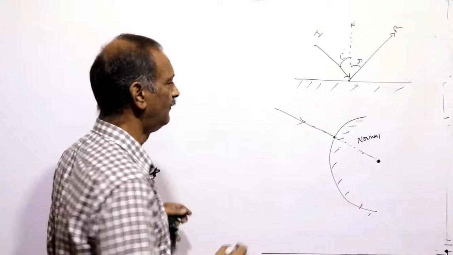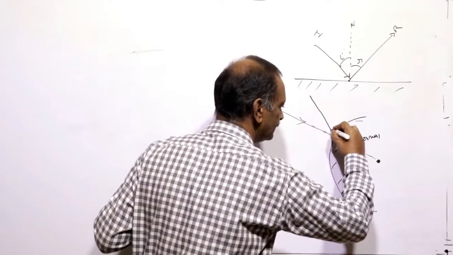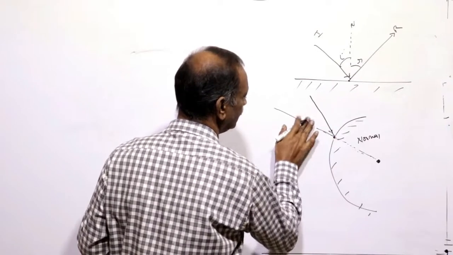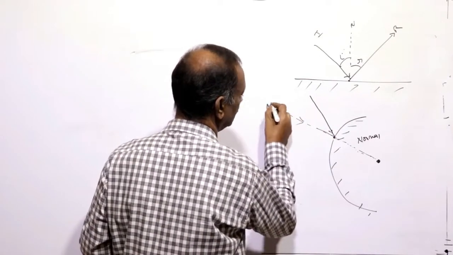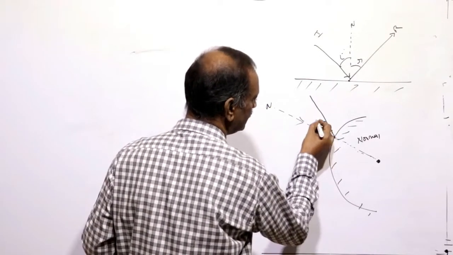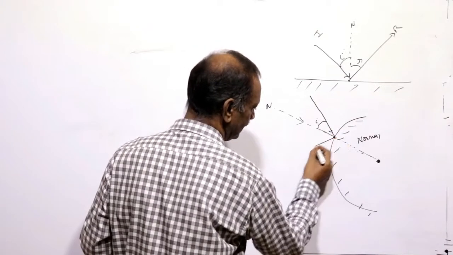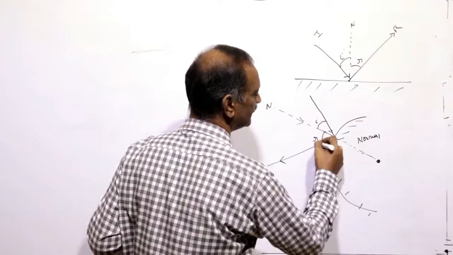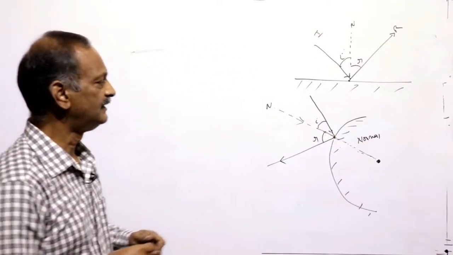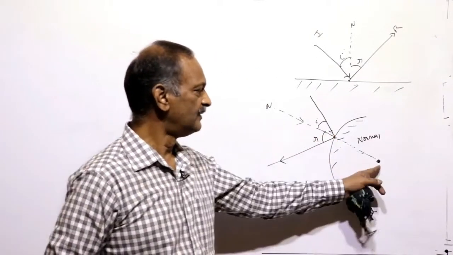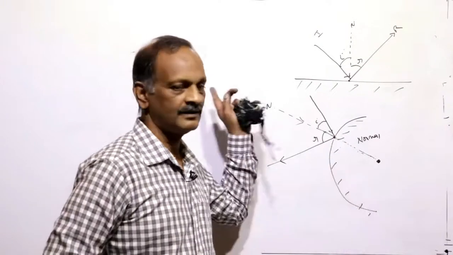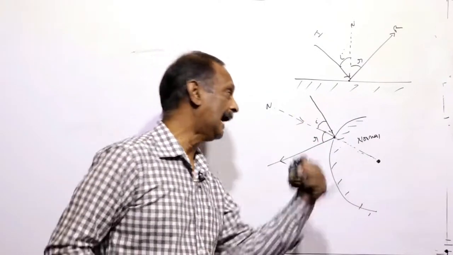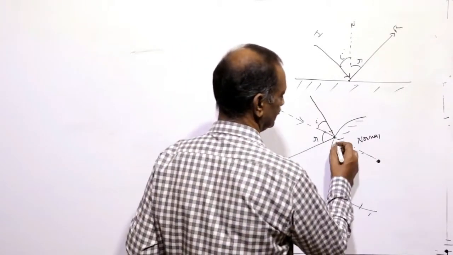Now when a ray is falling like this, with respect to the normal, this will become the normal. So this is the angle of incidence, and exactly the same angle, according to the law of reflection, is the angle of reflection. So this is the normal. How to draw the normal? From the center, at the point of incidence, draw a dotted line; that becomes the normal to the incident light at that point P.